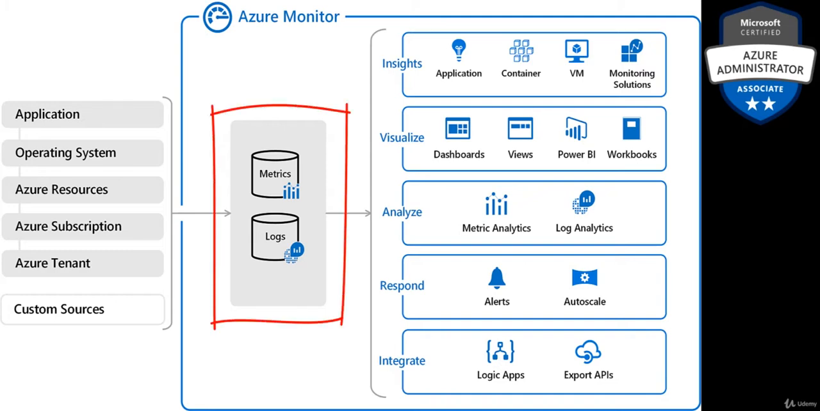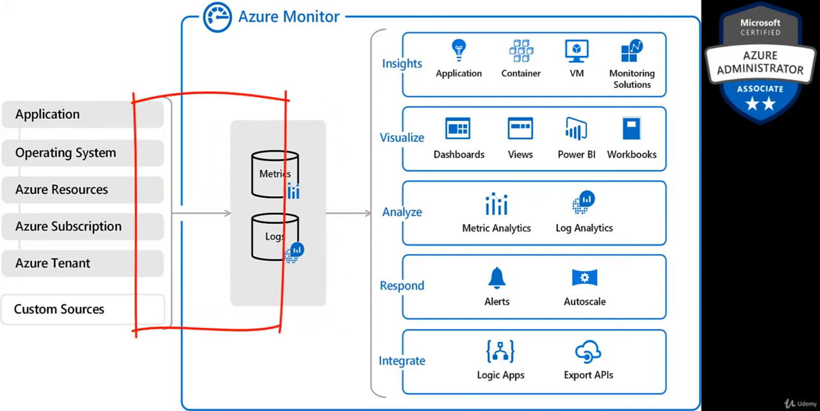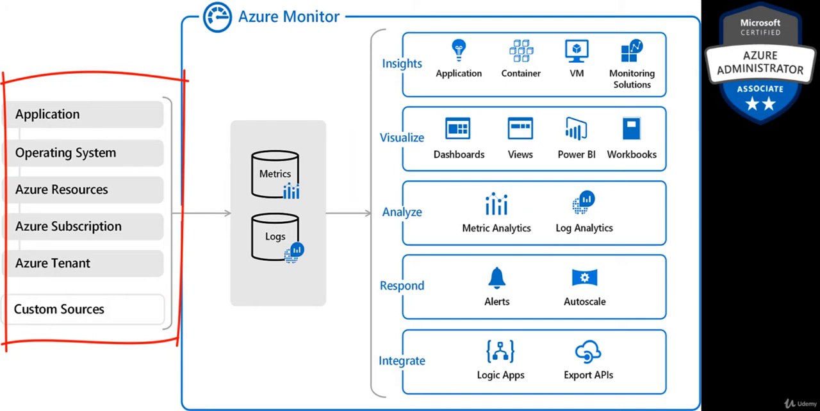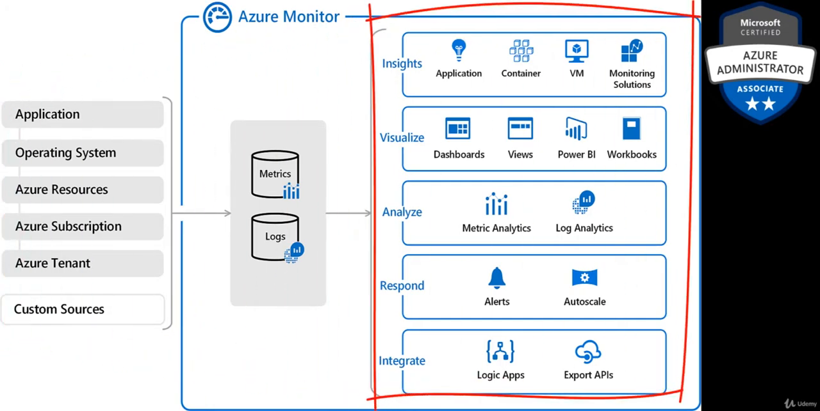The diagram here gives us a high-level view of Azure Monitor. At the center of the diagram are the data stores for metrics and logs, which are two fundamental types of data used by Azure Monitor. On the left are the sources of monitoring data that populate these data stores. On the right are the different functions that Azure Monitor performs with this collected data, such as analysis, alerting, and streaming to external systems. In the next set of videos, we'll take a look at different monitoring services that Azure provides and their key capabilities.